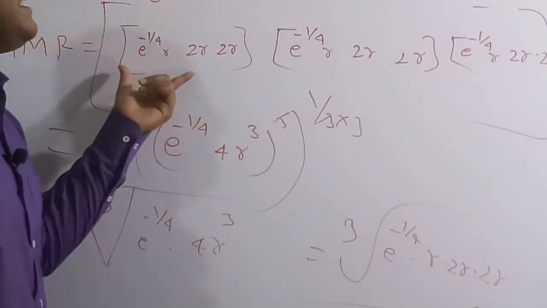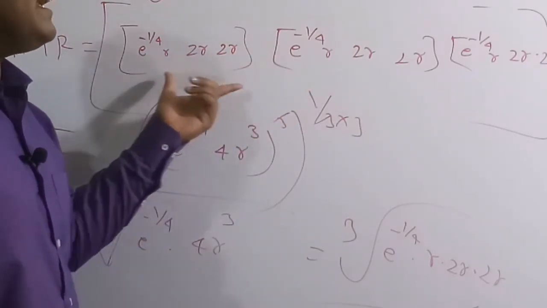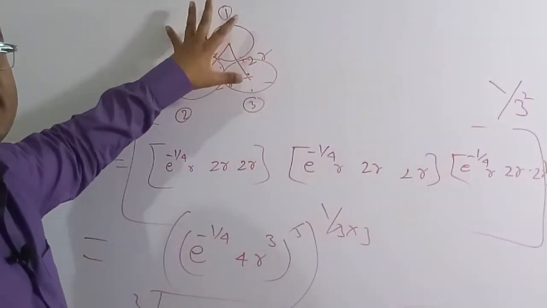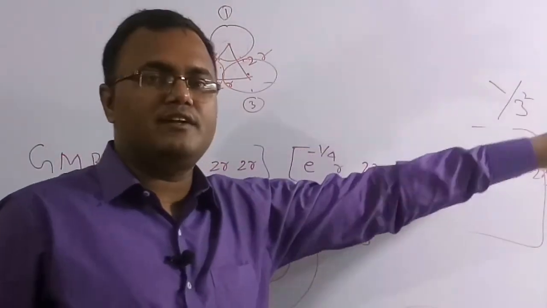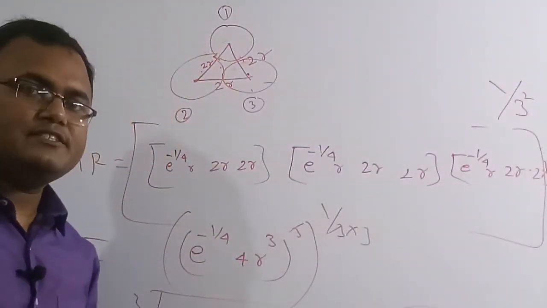So always for each and every connector you need to write this bracket, and then you have to take 1 by the number of strands in a connector, which is 3. So therefore always you have to do the square of that one. So this is the procedure. So finally this is the solution of this question.